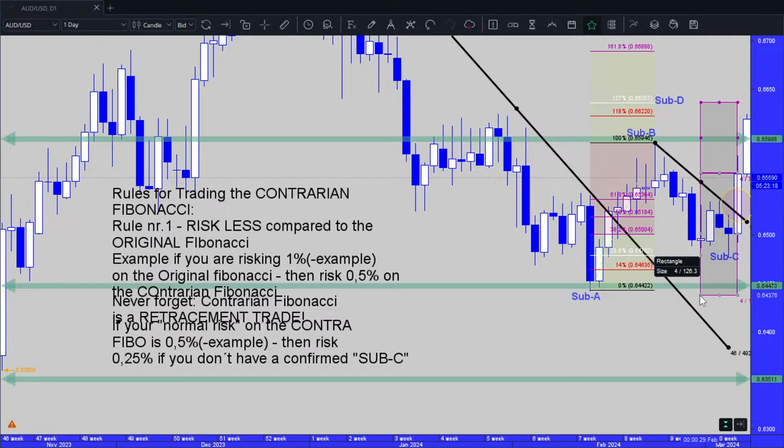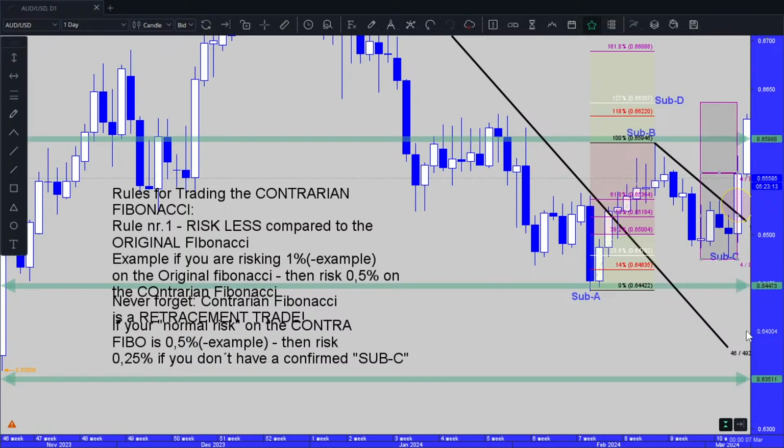So me personally, in this example, I'm going to put it below the sub C. It's not the perfect trade, but it's almost 1 for 1. Alright? Or if you don't like it, you can say, alright, I'm not going to do this, I'm going to look for another opportunity. Does this make sense?